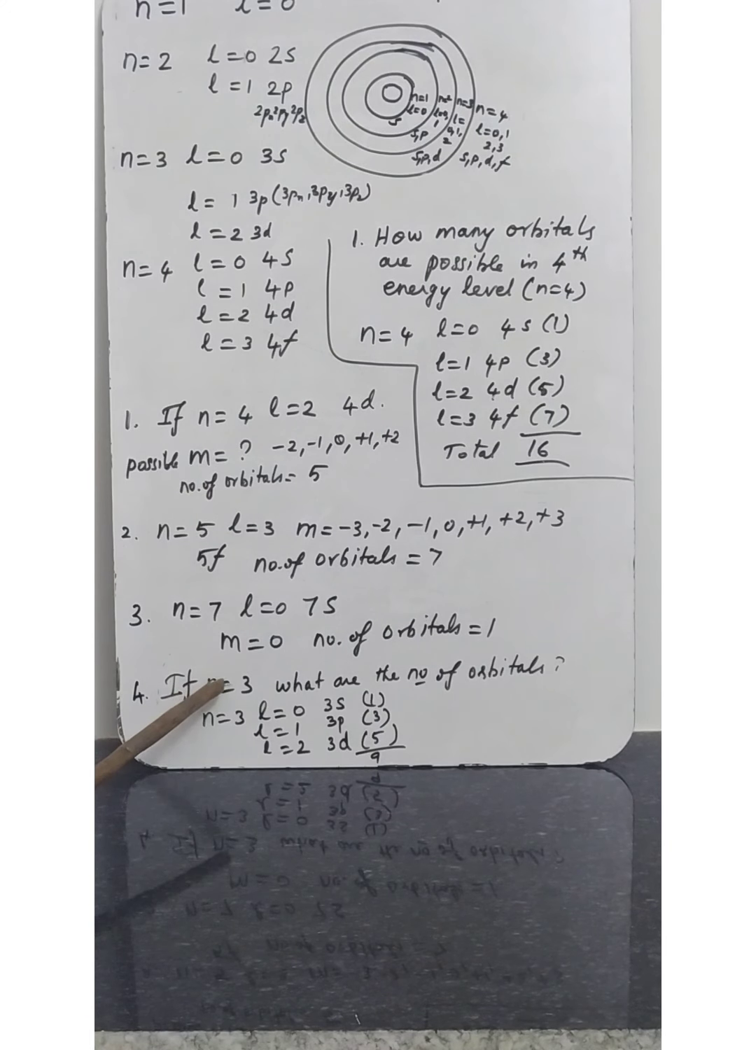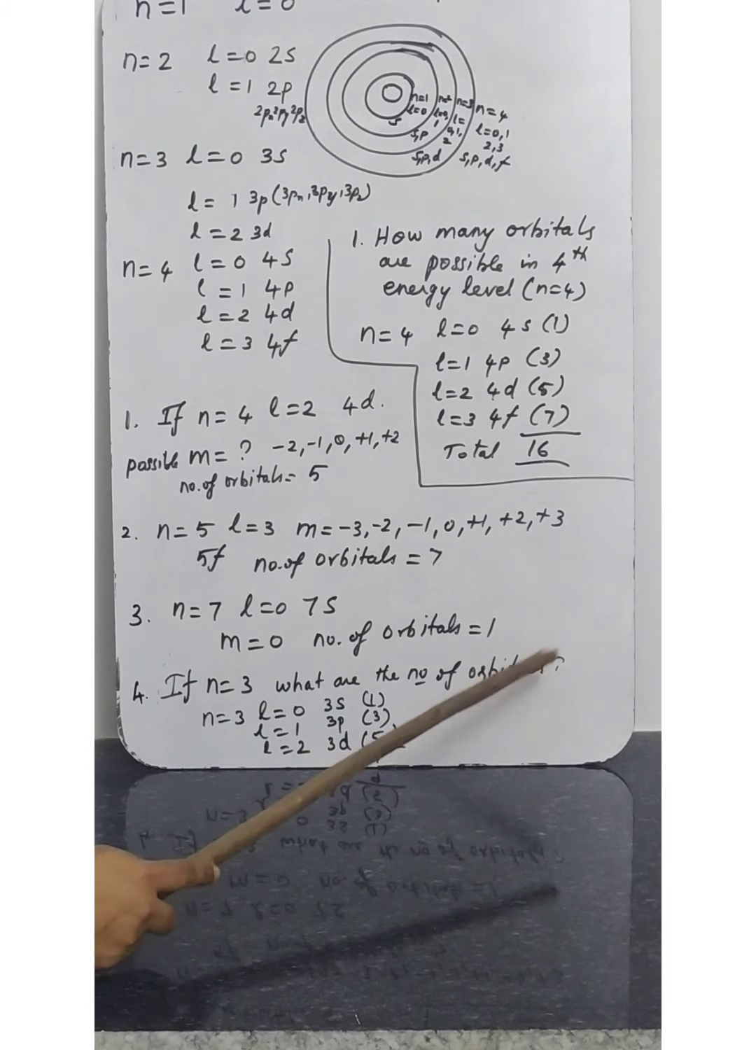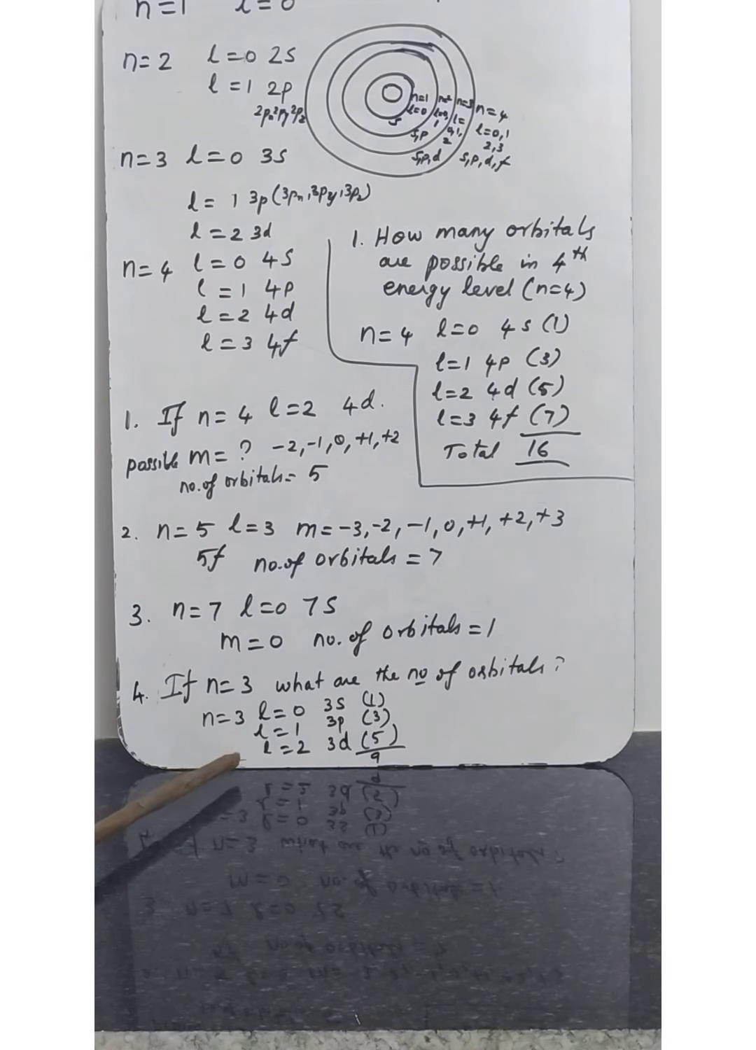Next. If n equal to 3, what is the number of orbitals present? N equal to 3 means L value 0, L value 1, L value 2. If L value 0, 3s orbital. S orbital means only one type. L equal to 1 means 3p, and p orbital means 3 types of orientation. If L equal to 2, 3d, 5 types of orientation. So totally 1, here 3, here 5. So 1 plus 3 is 4, 4 plus 5 is 9. So how many orbitals are possible if n equal to 3? 9. 9 orbitals are possible. Keep it in your mind.